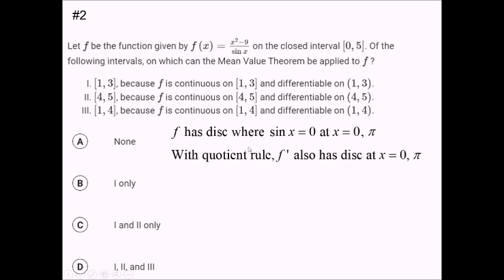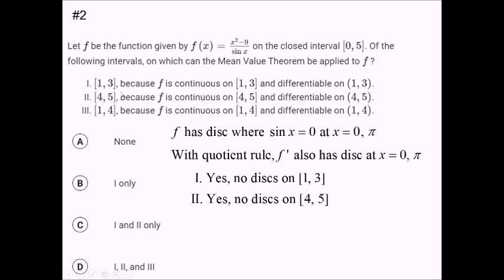So given this, discontinuities at 0 and pi for both the continuity piece of this and the differentiability piece, which of these intervals actually makes sense? So interval 1 is from 1 to 3, and 0 and pi are not on that interval. Since there are no discontinuities on the interval, the mean value theorem can be used for 1 to 3. For 4 to 5, we also don't have 0 or pi on that interval. So because there's no discontinuities on that one either, that also works with the MVT.